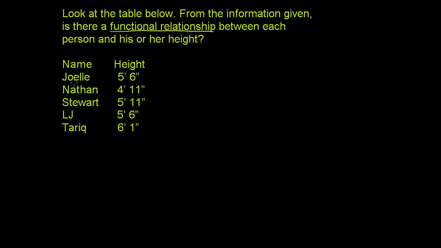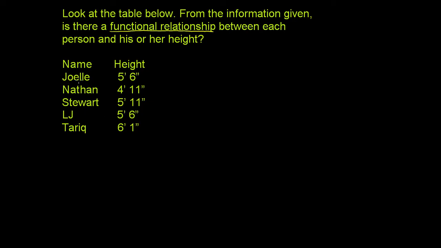They say, hey, if you're Joel, you're 5'6". If you're Nathan, you're 4'11". If you're Stuart, you're 5'11". That is a relationship. Now, in order for it to be a functional relationship, for every instance or every example of the independent variable, you can only have one example of the value of the function for it.